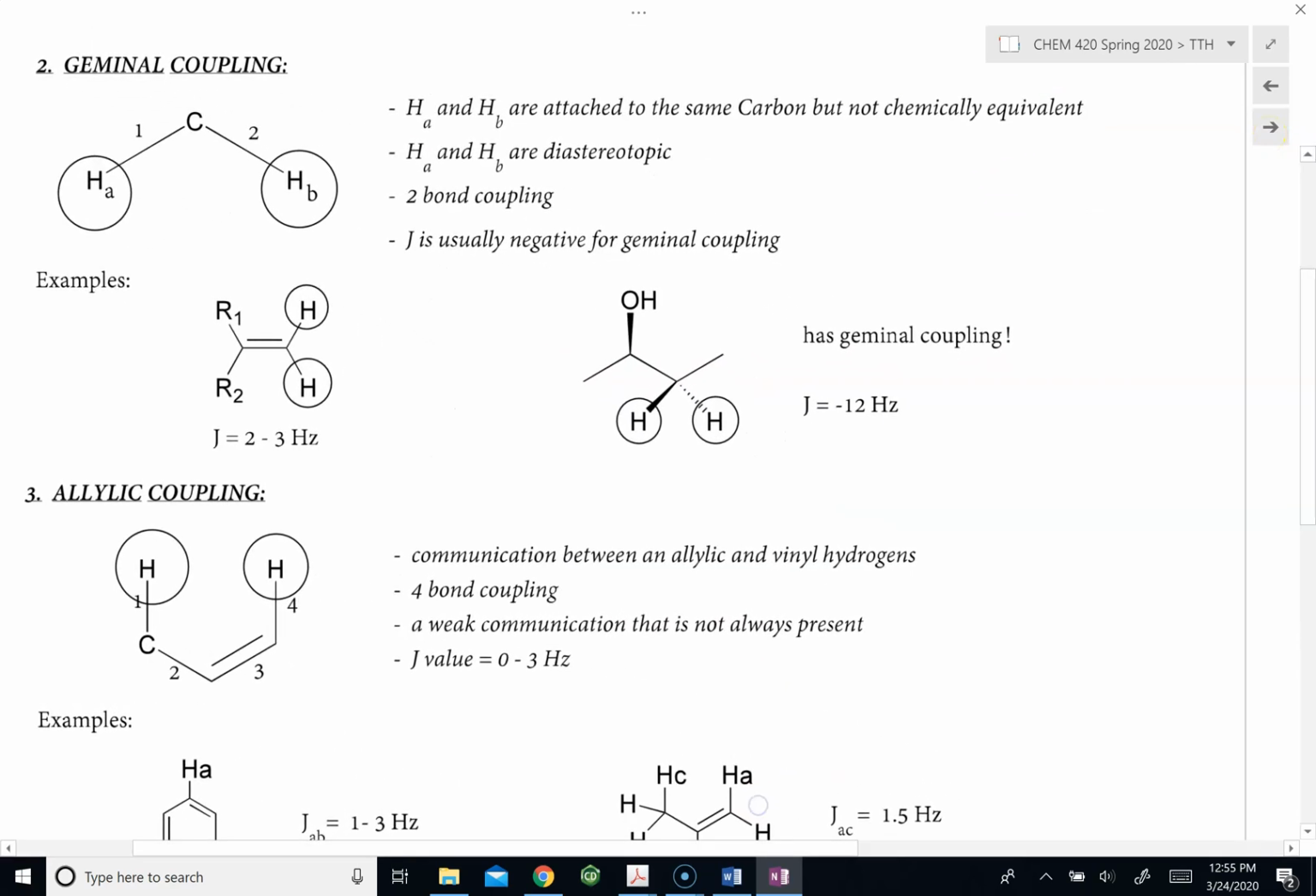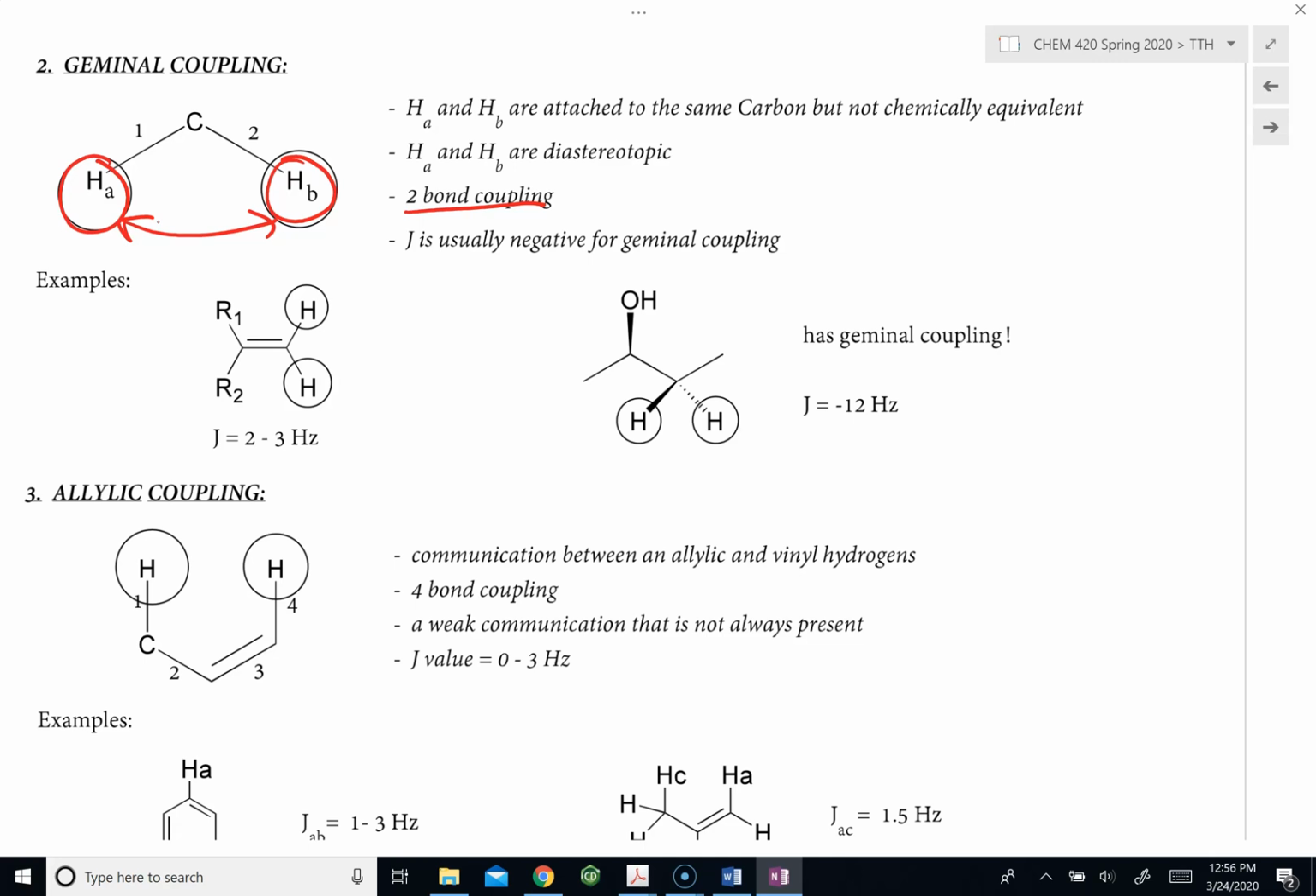And the next type of coupling is the geminal coupling. Geminal coupling is basically referred to as a two-bond coupling. And these are the types of coupling that we would see for two hydrogens that are different and are connected to the same carbon. If we have two hydrogens that are chemically different and they're connected to the same carbon, that's when we would observe this type of coupling right here. And this is called the geminal coupling.